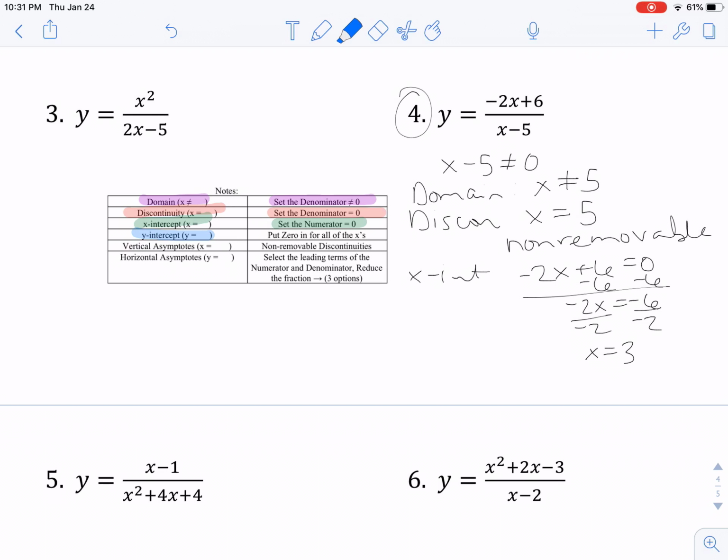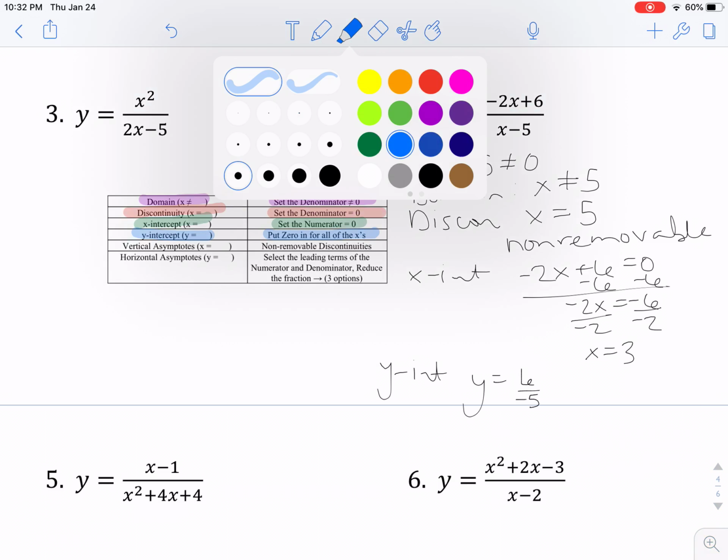Next, y-intercept. To find the y-intercept, you put 0 in for all of the x's. It can be in factored form or in expanded form. This one is just fine the way it is. I put 0 in for all of the x's, and I get 6 over negative 5. That's my y-intercept. You can write negative 2 times 0 plus 6 all over 0 minus 5, and then reduce it if it makes more sense to do it that way.